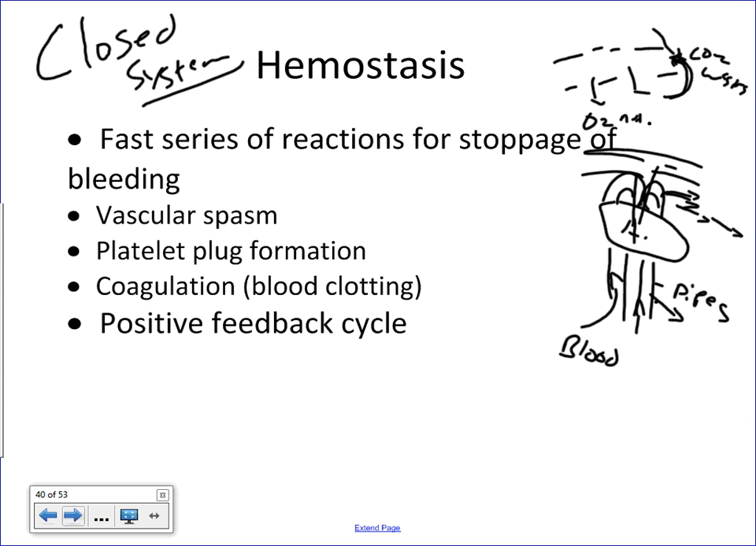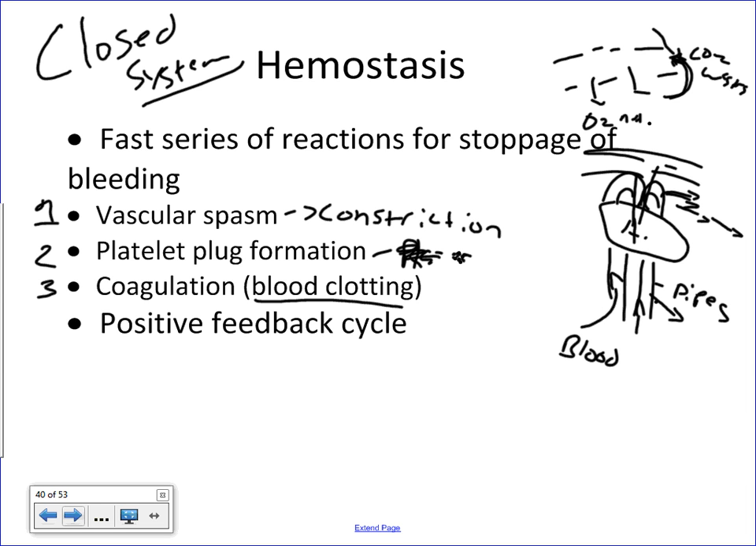Now, there are three major stages of the hemostasis process, and I have them listed in order of when they happen. And then we're going to talk about how they work in a second here. So the first event in hemostasis is vascular spasm, basically the constriction of the vessel that is damaged. Then next we've got platelet plug formation, which essentially would be platelets aggregating in the area where the damage is and plugging the hole. And then coagulation, this is when we form the real clot.